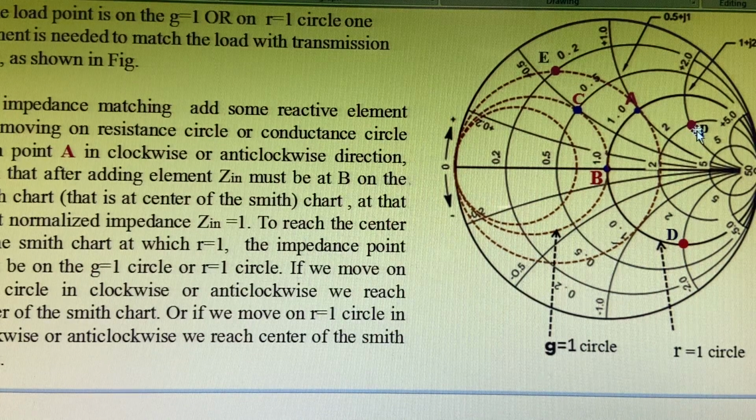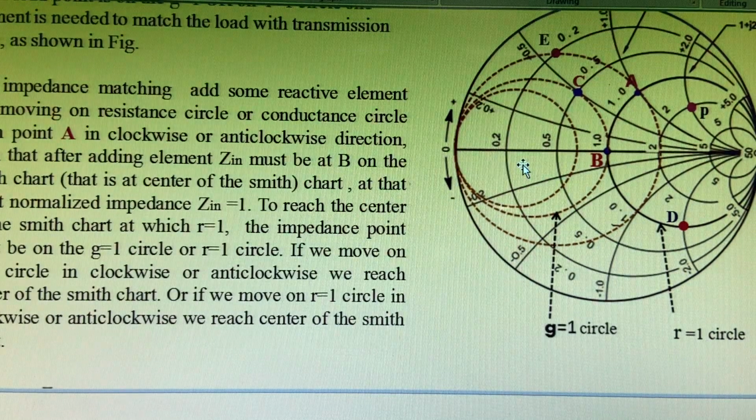Similarly here, if you take a point P, it is on the R is equal to 2 circle. It is not on the R is equal to 1 circle. And the conductance circle, maybe some 0.2 circle, passes through this point, so the G is equal to one circle is also not passing through it. In such a case, we need two elements for impedance matching. So in the next topic, we will see the L matching.